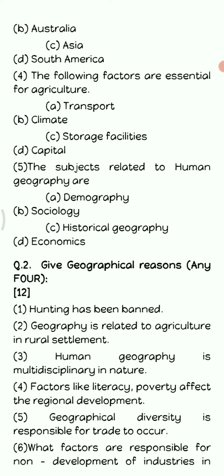After that, we have question number 2, give reasons. You can see a total of 6 give reasons are given. Out of 6, any 4 are mandatory. As these give reasons carry 3 marks, you have to mention a minimum of 6 points with one example.